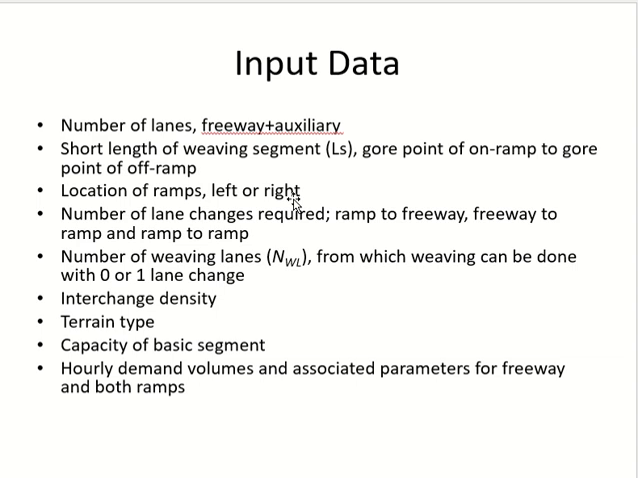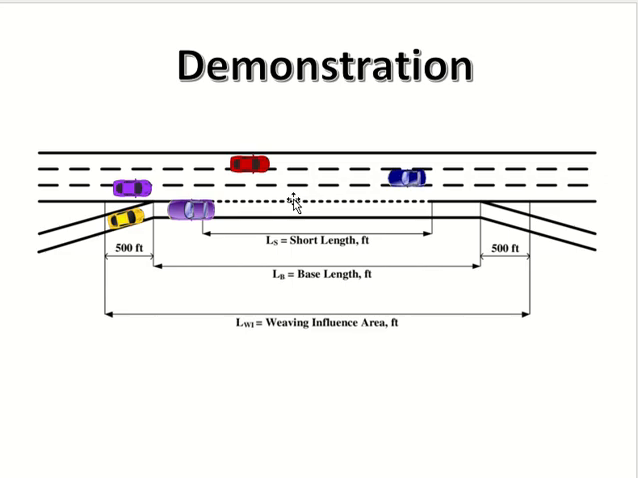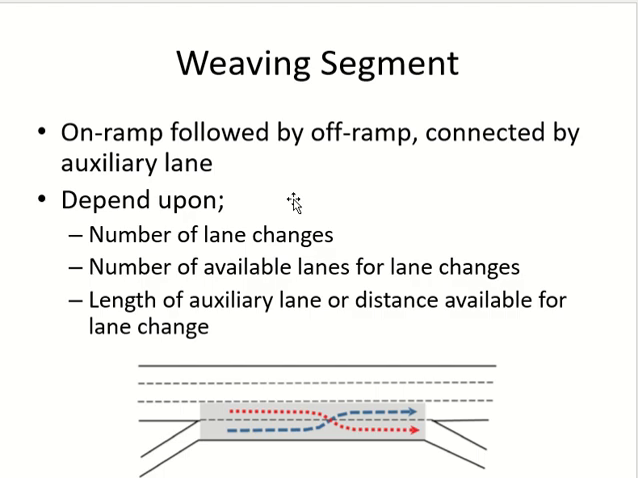Short length of the weaving segment. So the distance between the two ramps, and this distance is measured from this point to this point. Okay, the connection between the ramp and the freeway. So you will not measure this distance from here to here. You will measure it from the connection point. The ramp is connected with the freeway at this point, right? So from the connection point to the connection point.